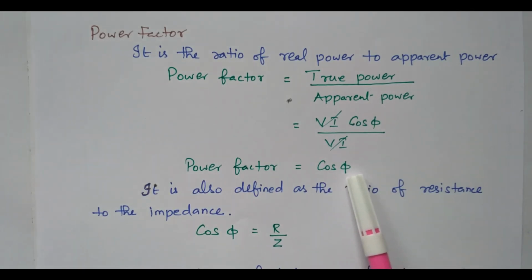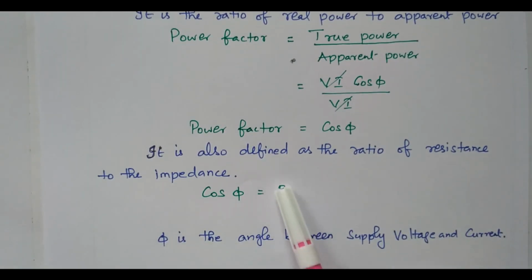The φ is nothing but the angle between current and voltage. So the power factor is the cos of the angle between current and voltage. If the angle between current and voltage is 0, we get the best power factor, 1. Cos 0, the angle is 0, cos 0 means 1. Another formula is also available: from the impedance triangle, cos φ is R divided by Z. So φ is the angle between supply voltage and current.